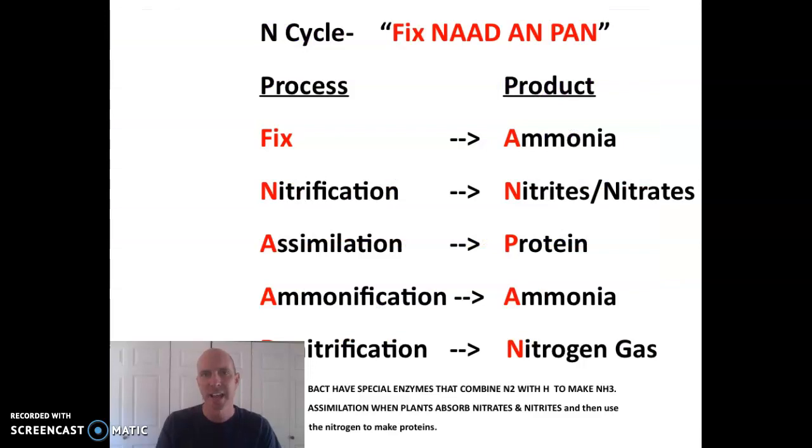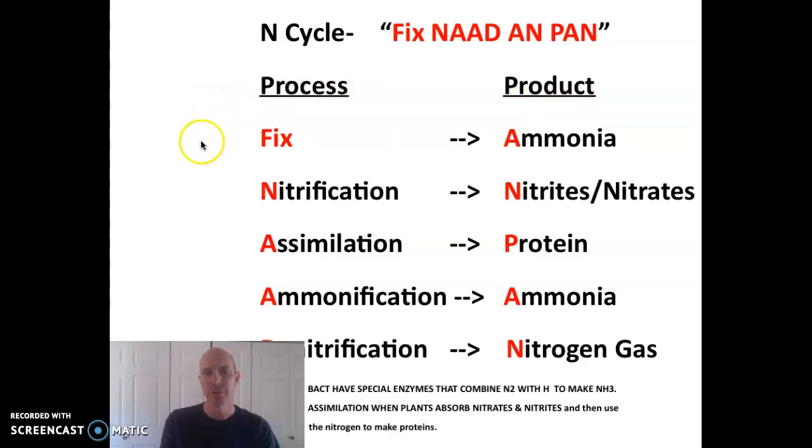And it's a tricky cycle, so what I want to do is give you a tool to help you remember how this all goes. And so it's this little mnemonic that's called fix, nad, and pan. Fix, nad, and pan. Like eeny, meeny, miny, mo. You're going to remember it forever because it's gibberish. Here's how it works. You want to write down fix, nad, N-A-A-D, and pan. And one side of this is going to be the process, the other is the product.